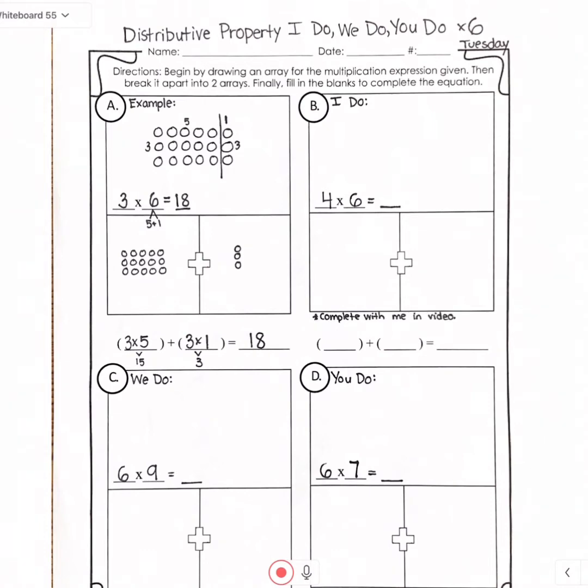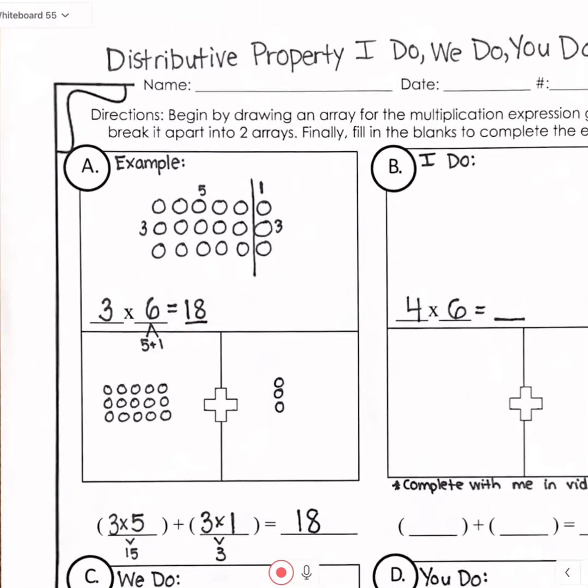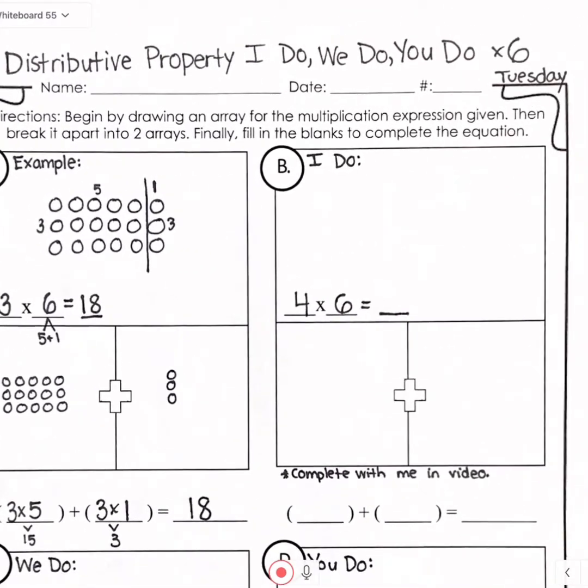So here is distributive property I do, we do, you do times 6. If you look at the example, first the directions say begin by drawing an array for the multiplication expression given. Then break it apart into 2 arrays. Finally, fill in the blanks to complete the equation.